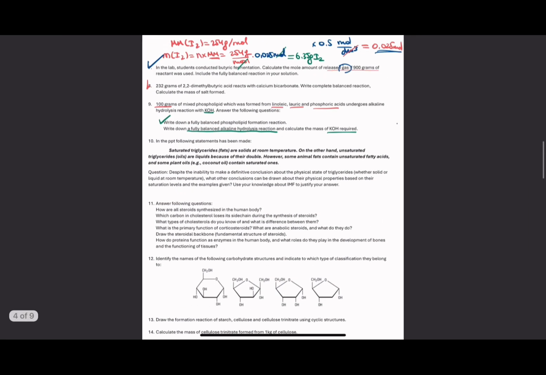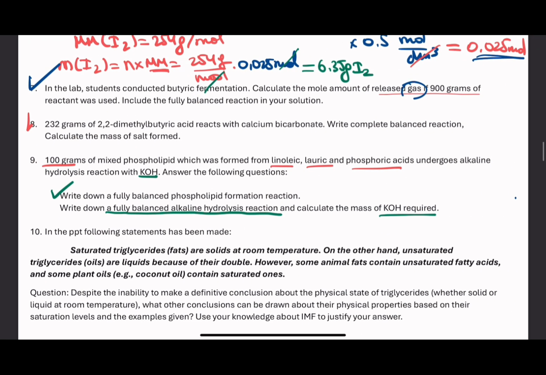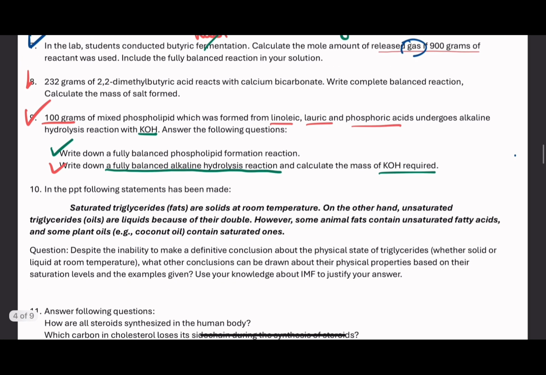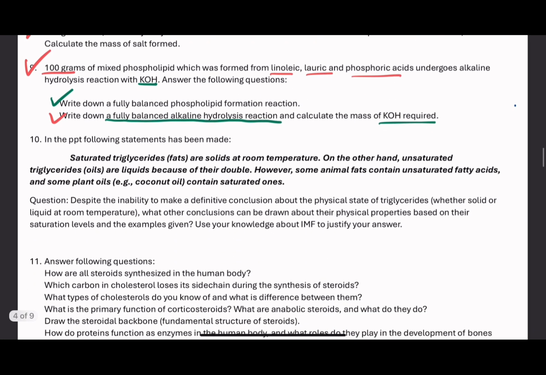Now, I highly recommend you redo this again, pause the video and do it for yourself, because a lot of you are making the mistake when writing the reaction. Now, question 10. It says, in the PPT the following statement has been made. We already discussed very thoroughly with you in the class, but I'm still going to go over it.